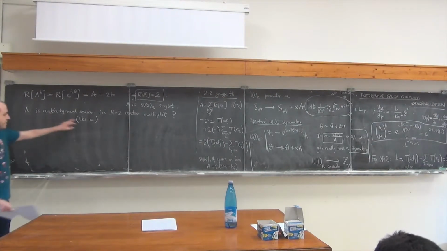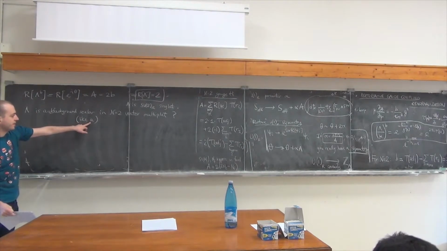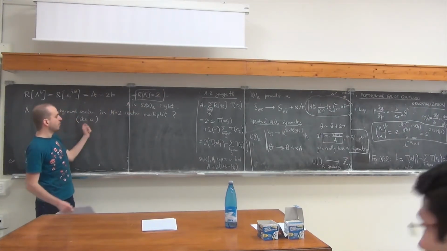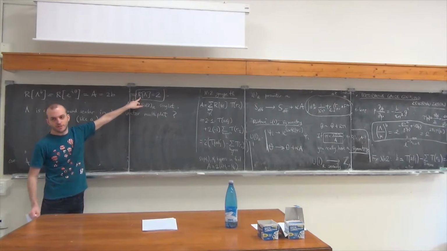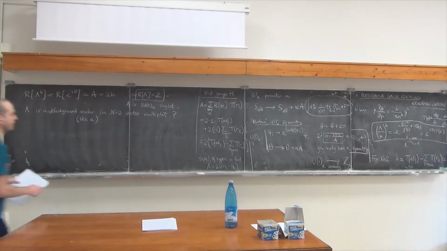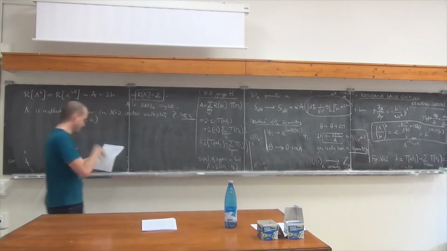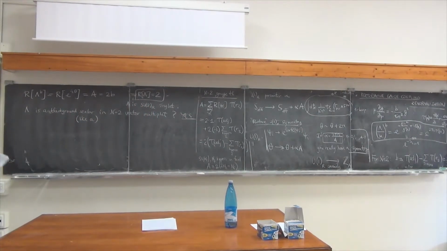So these are the same properties as A, the scalar in the vector multiplet. It's an SU(2)_R singlet. It lives in an N=1 chiral multiplet. It has a U(1)_R charge too. And indeed, this is correct. So the answer is yes. So as I promised, lambda sits in an N=2 vector multiplet.